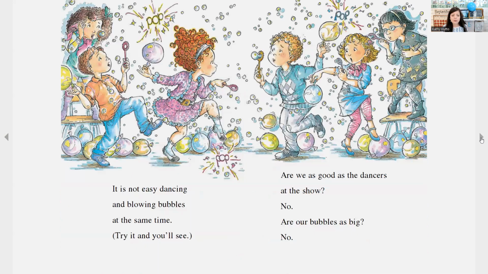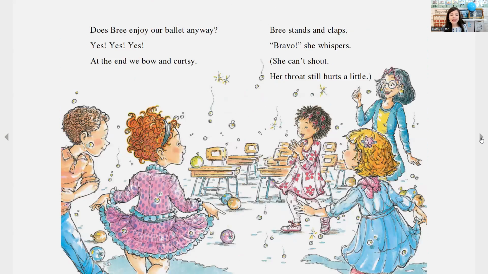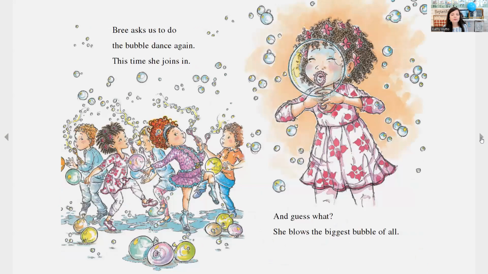It's not easy dancing and blowing bubbles at the same time. Try it and you'll see. Are we as good as the dancers at the show? No. Are our bubbles as big? No. Does Bree enjoy our ballet anyway? Yes, yes, yes. At the end, we bow and curtsy. Bree stands and claps. Bravo, she whispers. She can't shout. Her throat still hurts a little. Bree asks us to do the bubble dance again. This time she joins in. And guess what? She blows the biggest bubble of all.